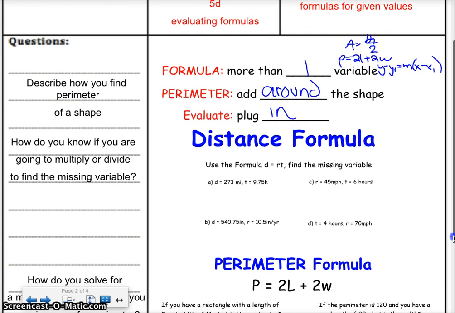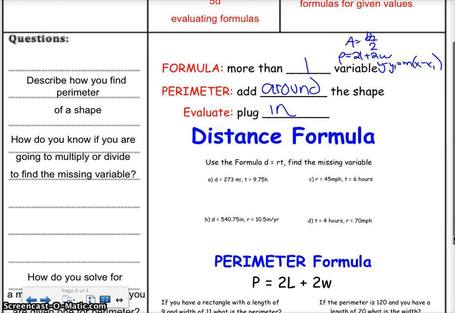Okay, so the most popular for 7th grade is the distance formula. And distance formula means, well, it's right here, D equals RT. That means distance is equal to R, which is your rate. Rate means how fast, your speed. And T is time. It really makes sense if you think about it. The distance you travel equals how fast you travel times how long you travel, multiplied together. So if I went 70 miles an hour for 2 hours, I traveled 140 miles. You just multiply them together.